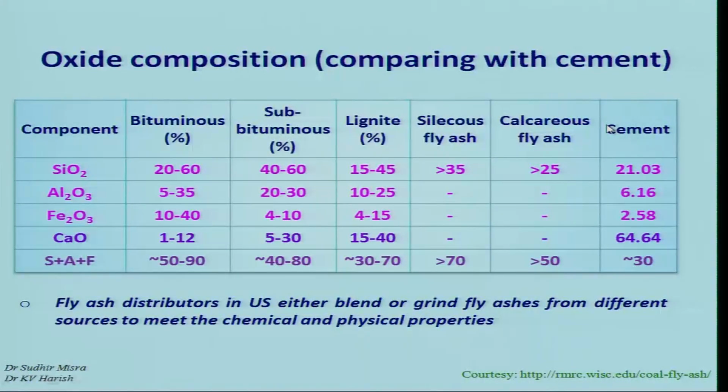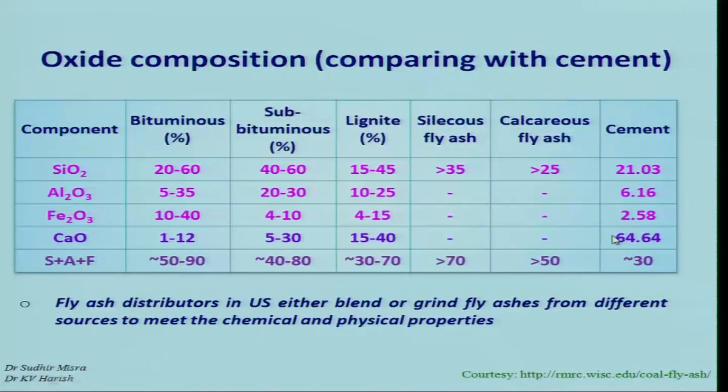And if you carefully see the composition of cement, you find a typical composition: silicon dioxide of 21%, aluminum oxide 6.16%, iron oxide 2.58%, and calcium oxide of 64% is shown for cement. And remember that cement composition usually varies by 5 to 10%. So, if you count it to 100, there will always be 5 to 10% variation for each of these. So, the S plus A plus F amount for cement is approximately 30, while that for fly ash, either siliceous or calcareous, is substantially higher.